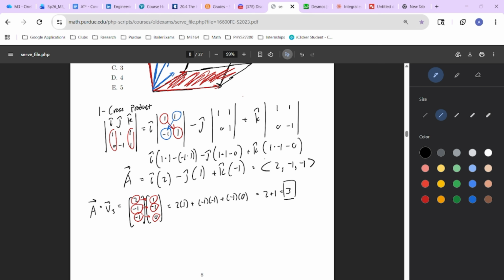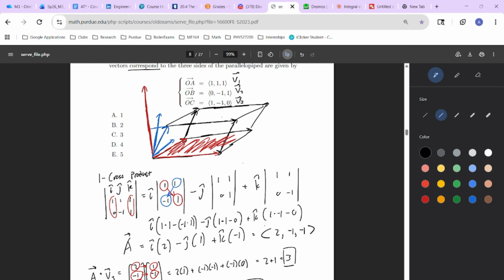We figured out that the volume for this parallelepiped, or this shape, should just be 3 units. And we see here that 3 is an answer. 3 would correspond with answer C.